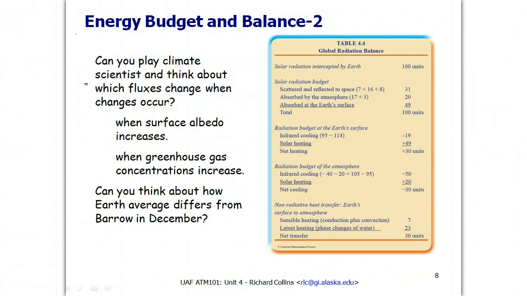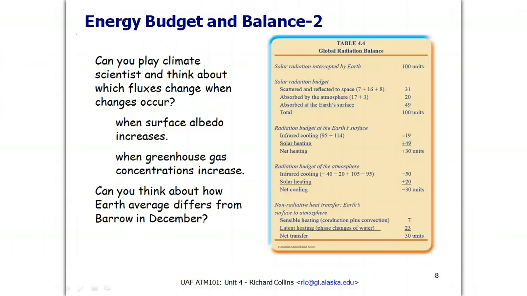You can use slide 7 to begin playing climate scientist as you think about how fluxes of radiation would change as different elements of the climate system change. What happens if the surface albedo changes? If the Earth was covered with white snow uniformly, that albedo would go to 100%. What happens when greenhouse gas concentrations increase? Then the fluxes associated with the greenhouse gases should increase and change temperatures in the system.